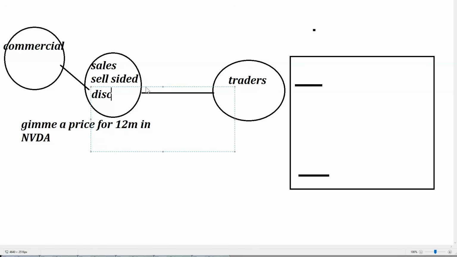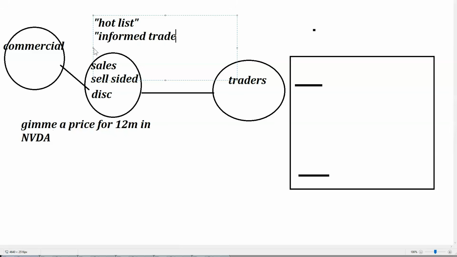So assuming that this trade is over the discretionary, or something else happens, the sell side guy has, let's just call it the hot list. I don't know what anybody else calls it, but let's just call it the hot list. And the hot list is basically who? This would be informed trade, right? So these are guys that know the time of day when they're talking about these trades.